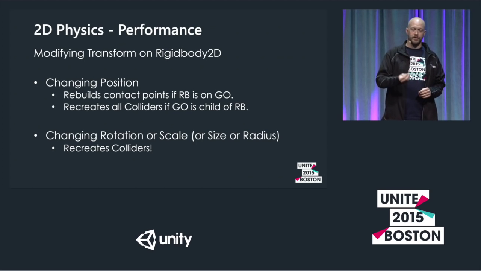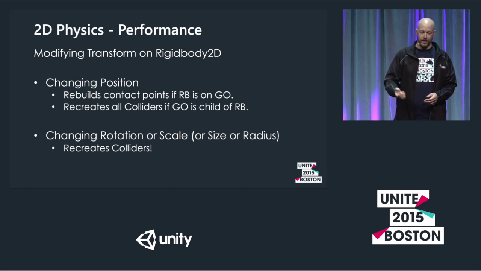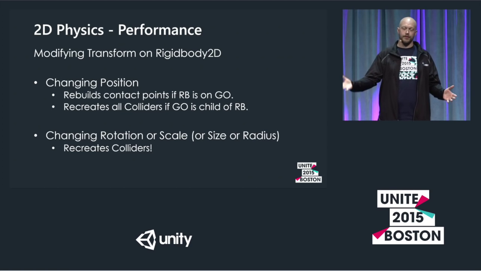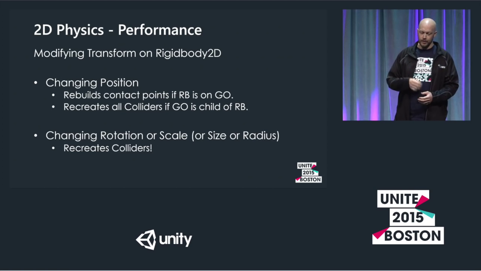Likewise, if your rigid body is made out of a tree of colliders, if you have child colliders, and you start modifying them or recreating them or scaling them or adding to them, then we rebuild all the colliders of your rigid body, so that also incurs a cost. The same thing is true if you rotate, scale, resize, or change the radius of your colliders, then they will all be rebuilt.